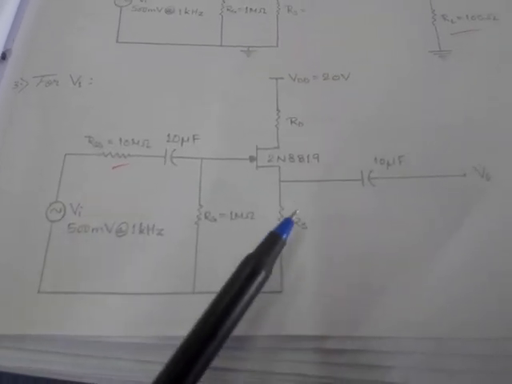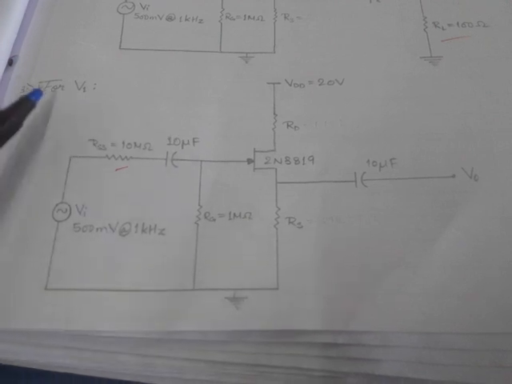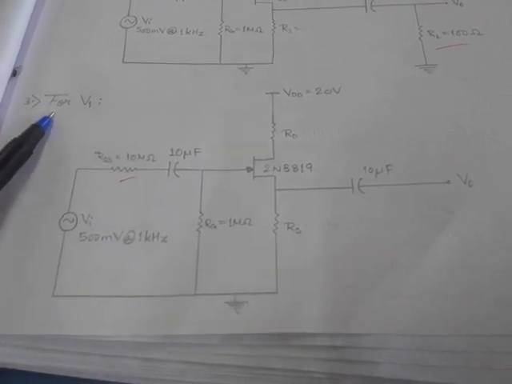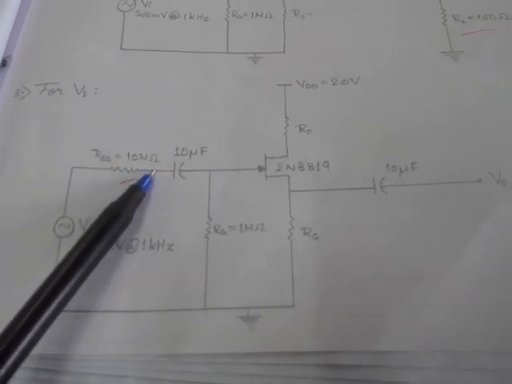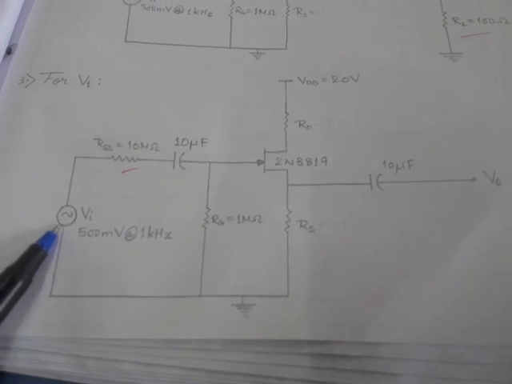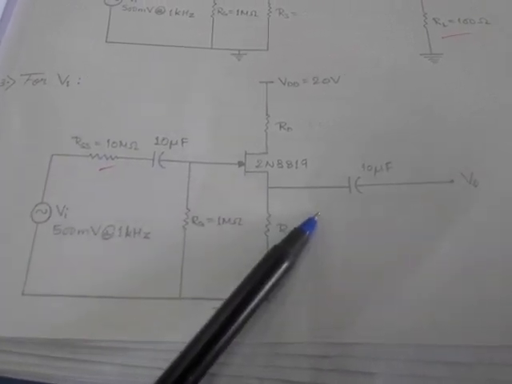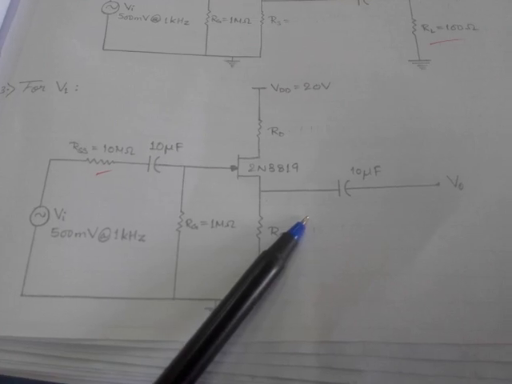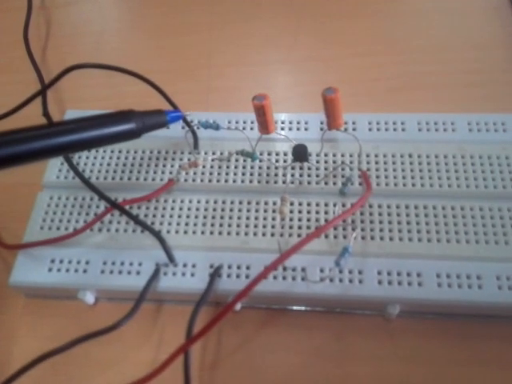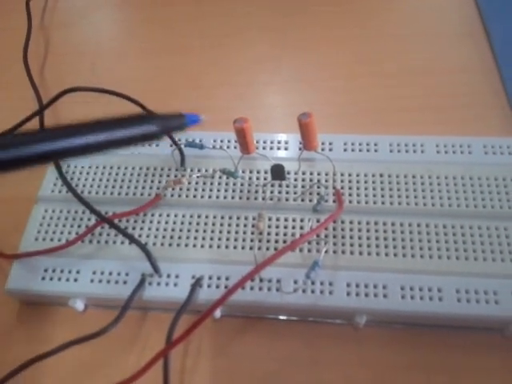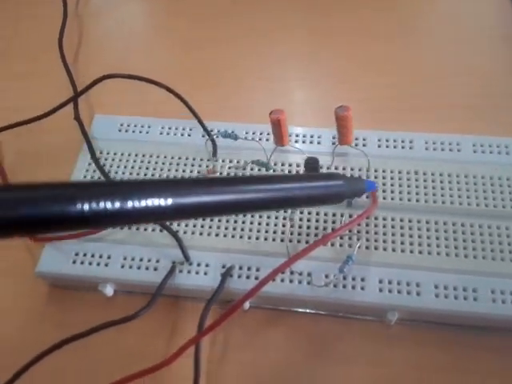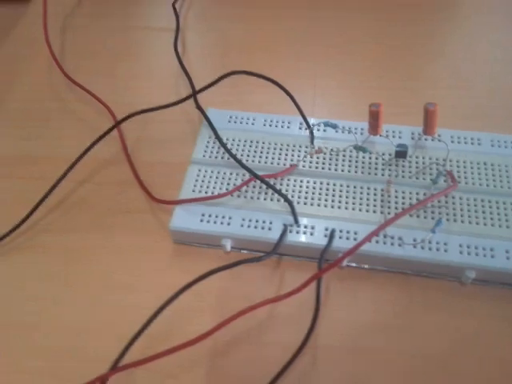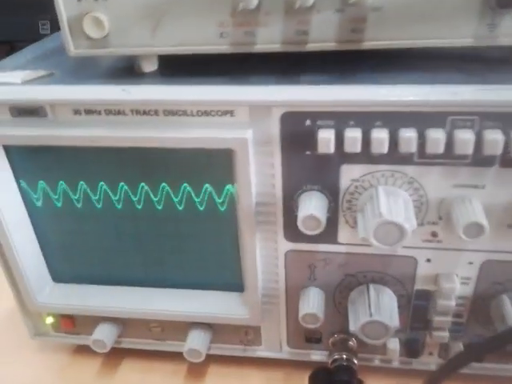Now for calculation of input impedance Ri, that means for calculating V1, we are doing a modification like this. We are inserting a resistance of value 10 mega ohm in series with the input signal, and again we are going to observe the output from the source. So here is the circuit where we have inserted this 10 mega ohm in series with the input signal and gate terminal, and the output we have observed from the source. So here is the input output waveform.